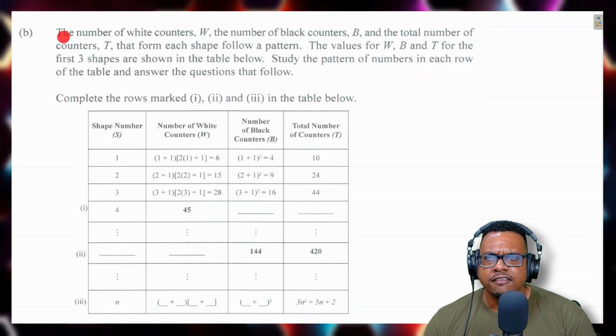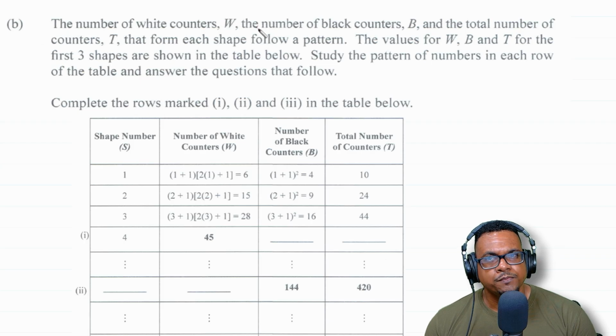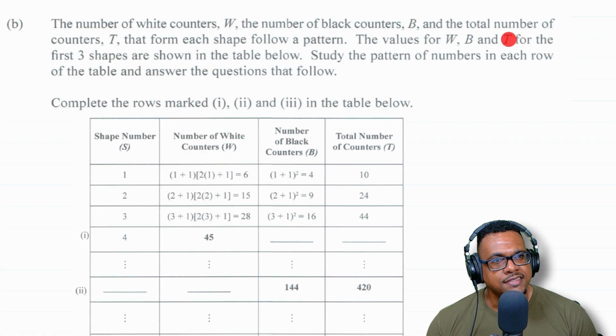Now moving on to part B, the number of white counters is W, the number of black counters is B, and the total number of counters is T. So that will be the total amount of black counters plus the total amount of white counters. The counters that form each shape follow a pattern. So the values for W, B, and T for the first 3 shapes are shown in the table below. Study the pattern of numbers in each row of the table and answer the questions that follow.